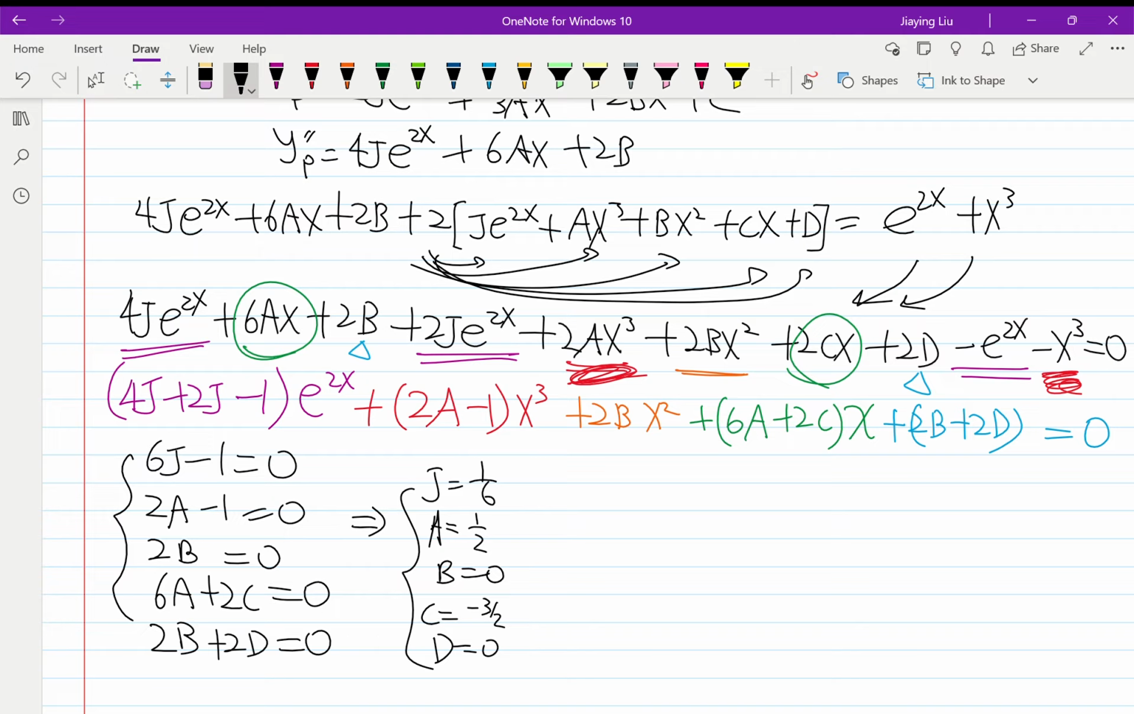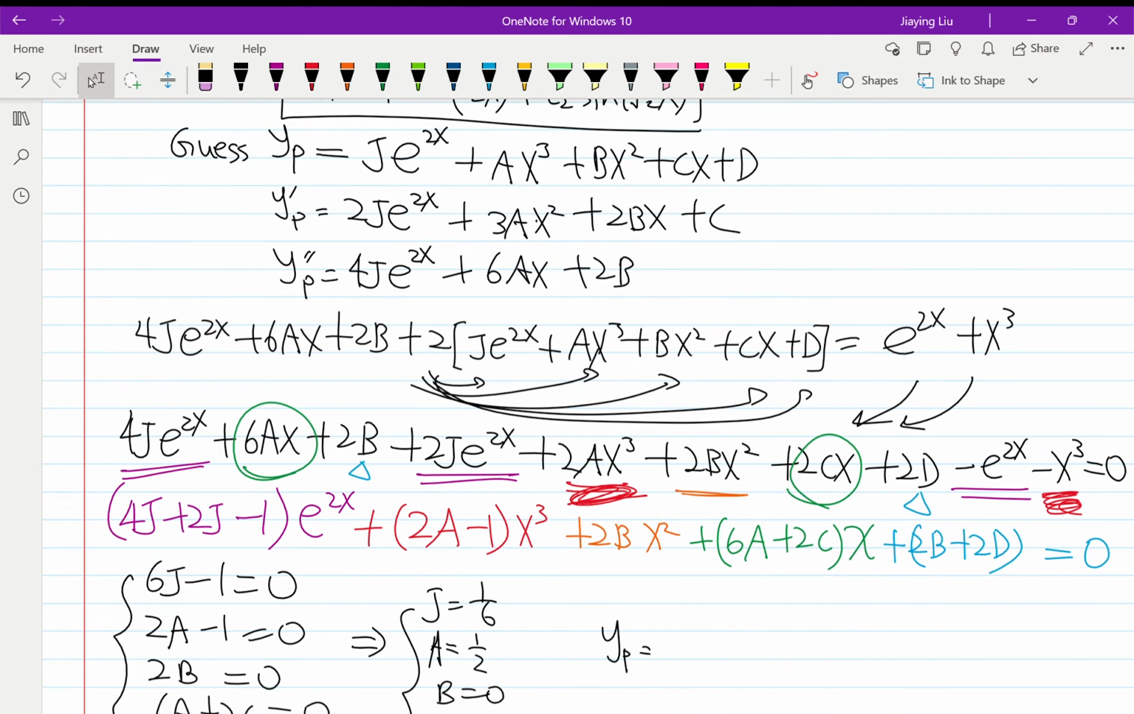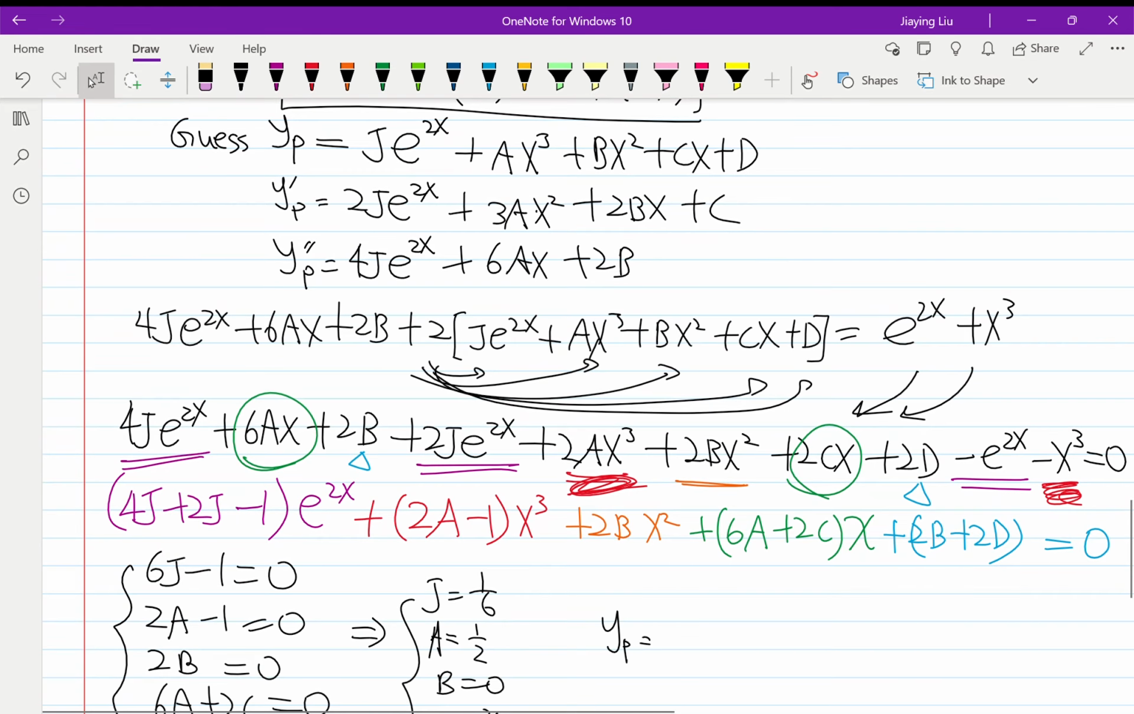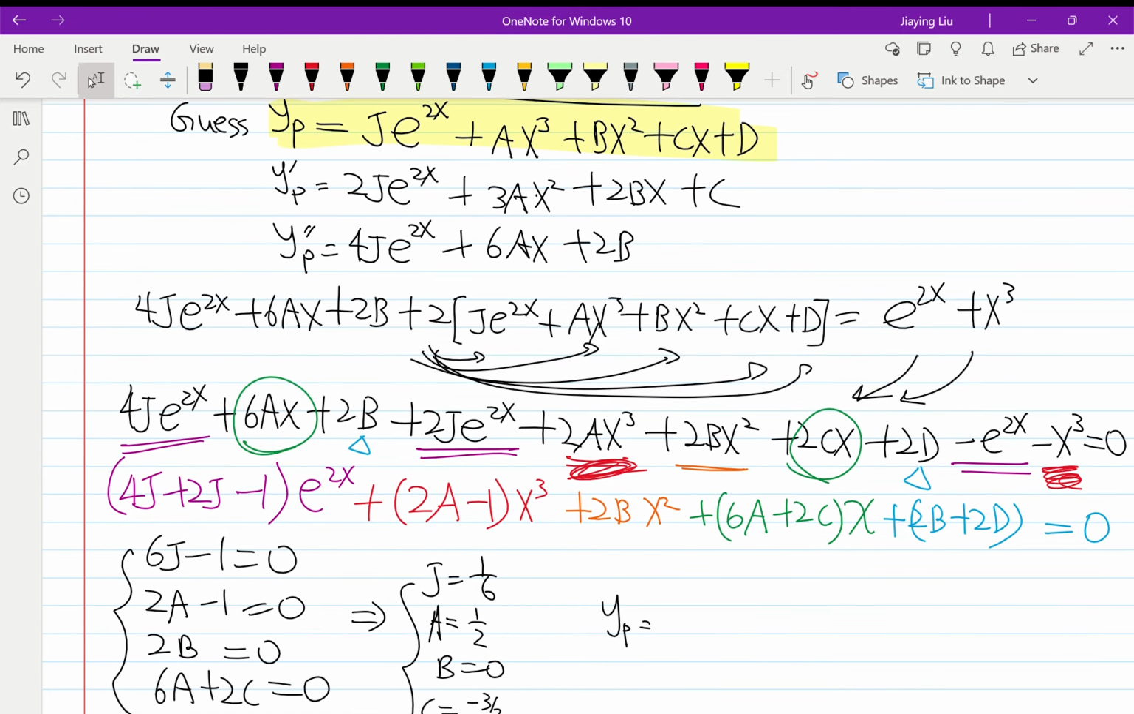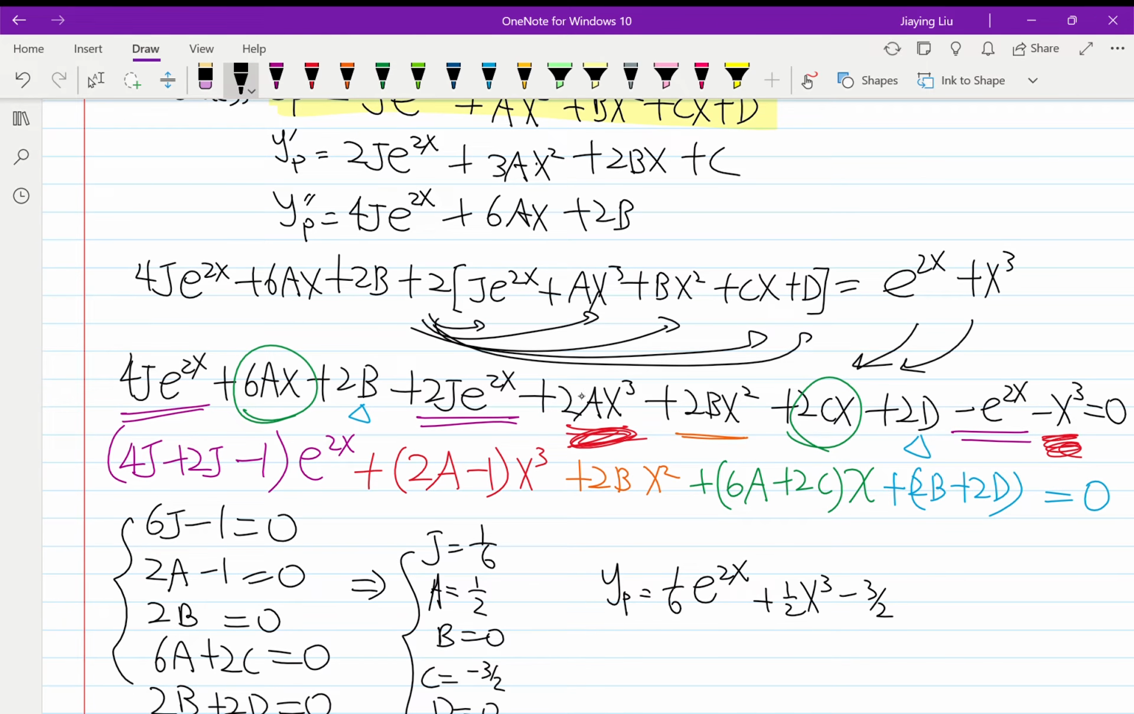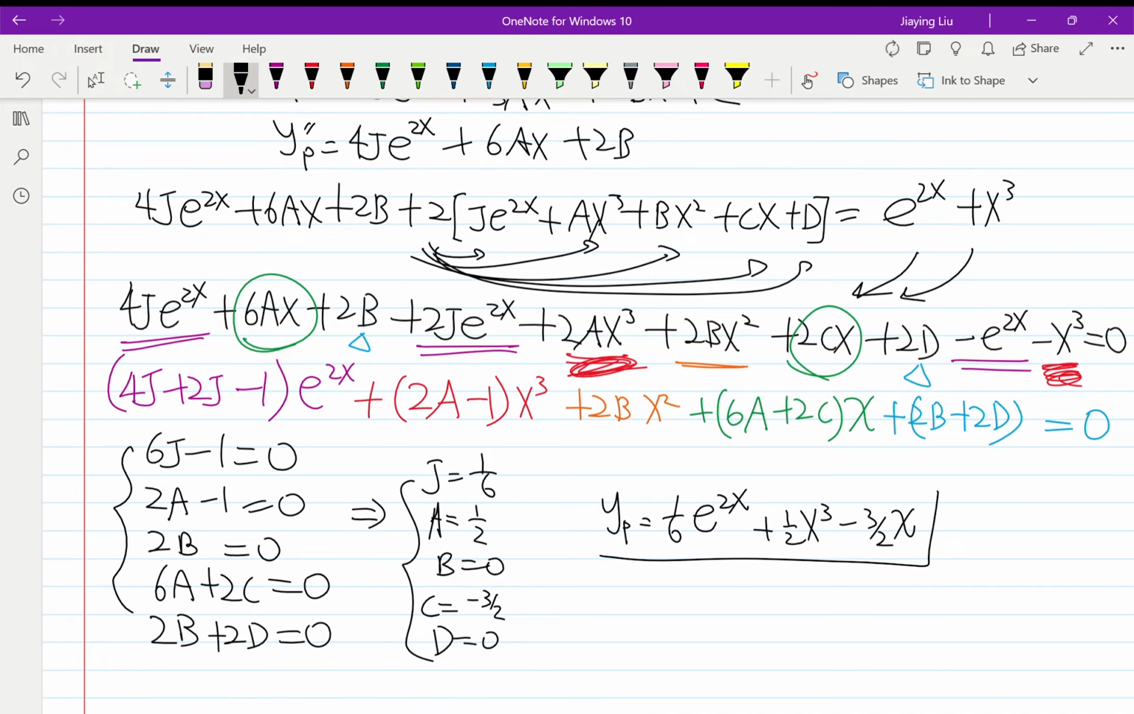So now we have those coefficients. We can write down the particular solution, yp. We can take this a, b, c, d, j and put them into the particular solution we guessed earlier. So if we put in these coefficients, we get 1/6 e to the 2x plus 1/2 x cubed plus 0 times x squared. I'm not going to write down that 0. And then plus c times x, so that's minus 3/2 times x. And then plus d, which is 0 again. So this is the particular solution.